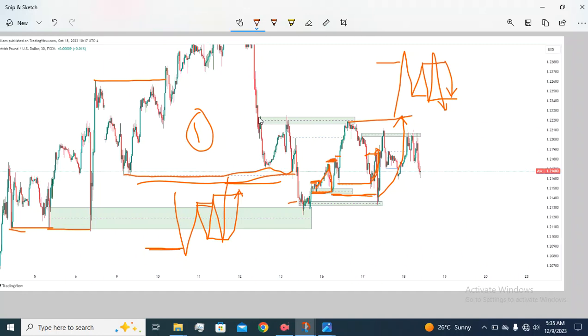Right here, you see the liquidity was taken, and the only potential first break of structure that we can see was right here, and its high is right here. This is where you set your order, and you ride this market to the nearest potential take profit, which is right here. Ta-da!